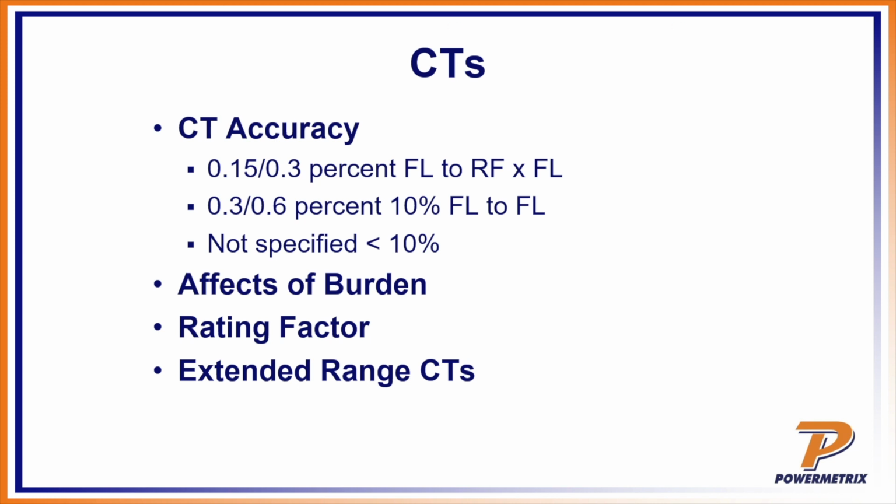One thing to consider is my CT accuracy. There are 0.15 accuracy rated CTs, 0.3 accuracy rated CTs. And then when you get below 10%, you lose accuracy. There's the effects of burden, there's the rating factor, and there's extended range CTs. Now, extended range CTs are really fascinating. They're somewhat taking over the market because they can be utilized in so many different situations because the range of the CT maintains its accuracy even at lower currents.